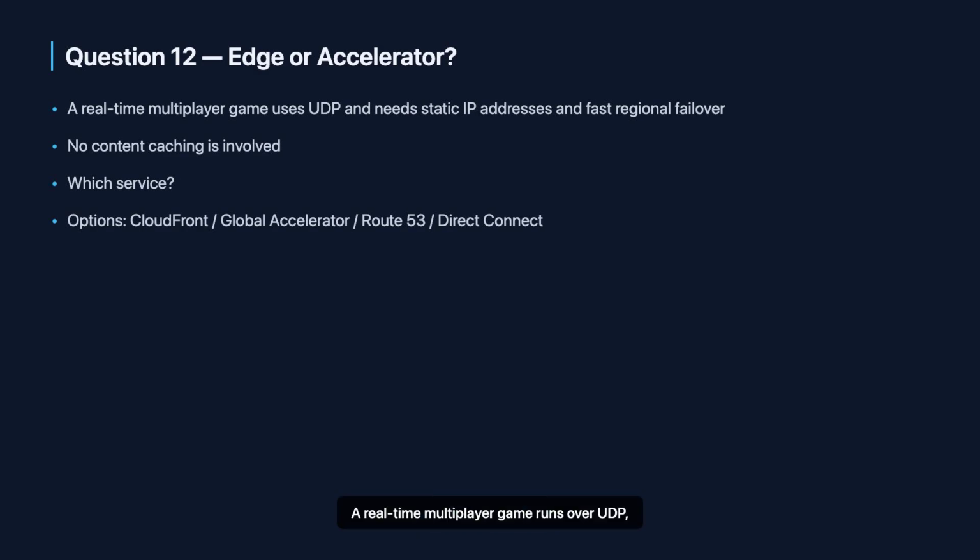Question 12. A real-time multiplayer game runs over UDP, the User Datagram Protocol, and needs static IP addresses plus fast regional failover. There's no content caching involved at all. Which service? CloudFront, Global Accelerator, Route 53, or Direct Connect? 3 signals jump out: non-HTTP UDP traffic, static IPs, and fast failover, with no caching anywhere.